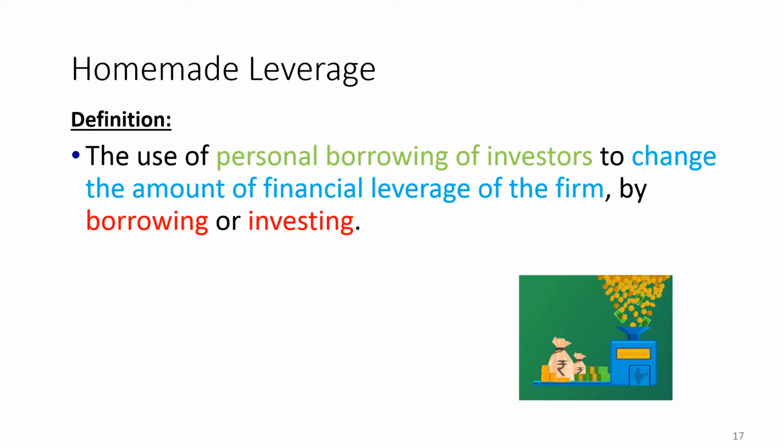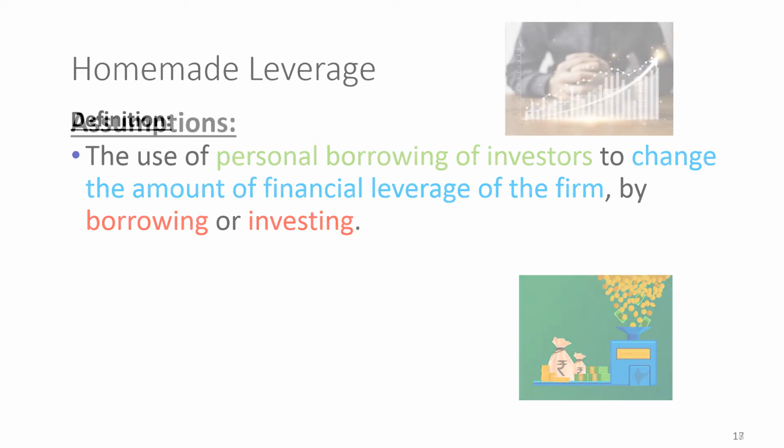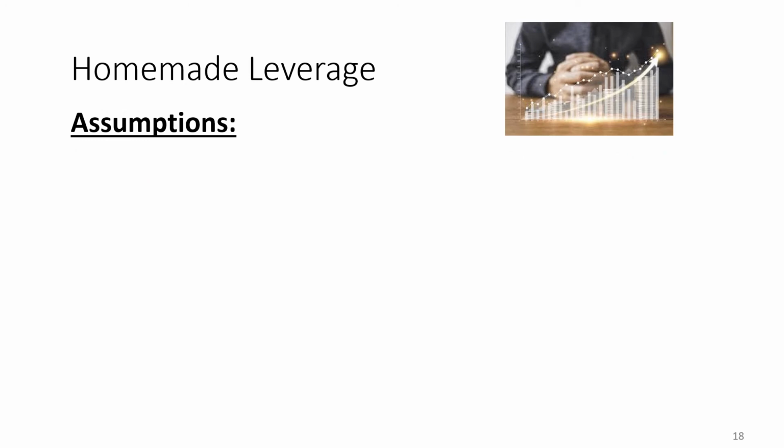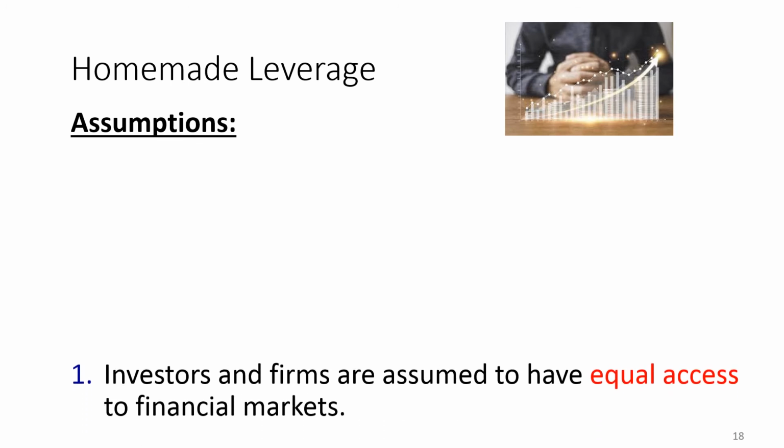Homemade leverage can be defined as the use of personal borrowing of investors to change the amount of financial leverage of the firm by borrowing or investing. Homemade leverage is used by individual investors to artificially adjust the leverage of a company. Individuals can use homemade leverage to recreate or undo the effects of corporate leverage. There are three key assumptions about homemade leverage. Let's go through them one by one.